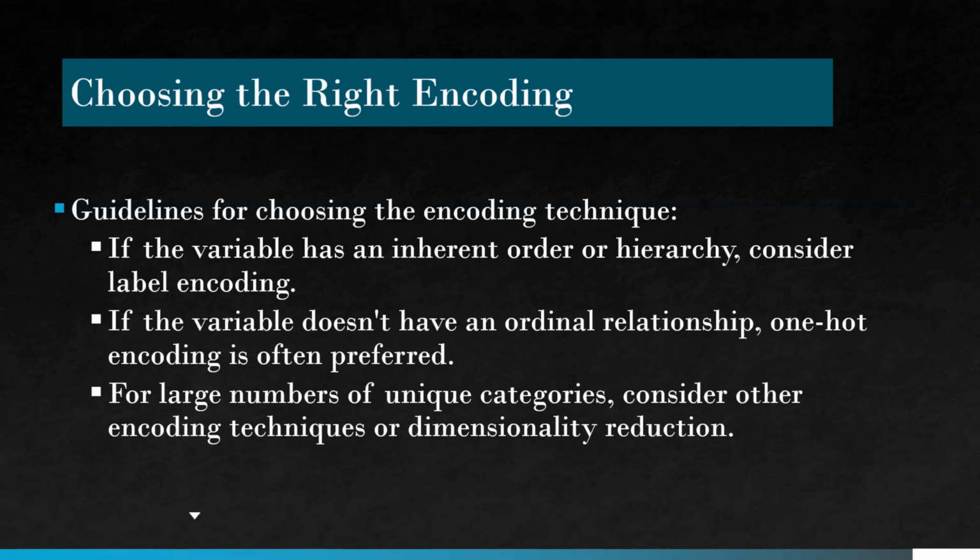Choosing the right encoding technique is very crucial while performing a machine learning task. The guidelines for choosing the right encoding technique are that if the variable has an inherent order or hierarchy, consider label encoding. If the variable does not have any ordinal relationship, then try one hot encoding. For a large number of unique categories, consider other encoding techniques like frequency encoding, which we will discuss later.